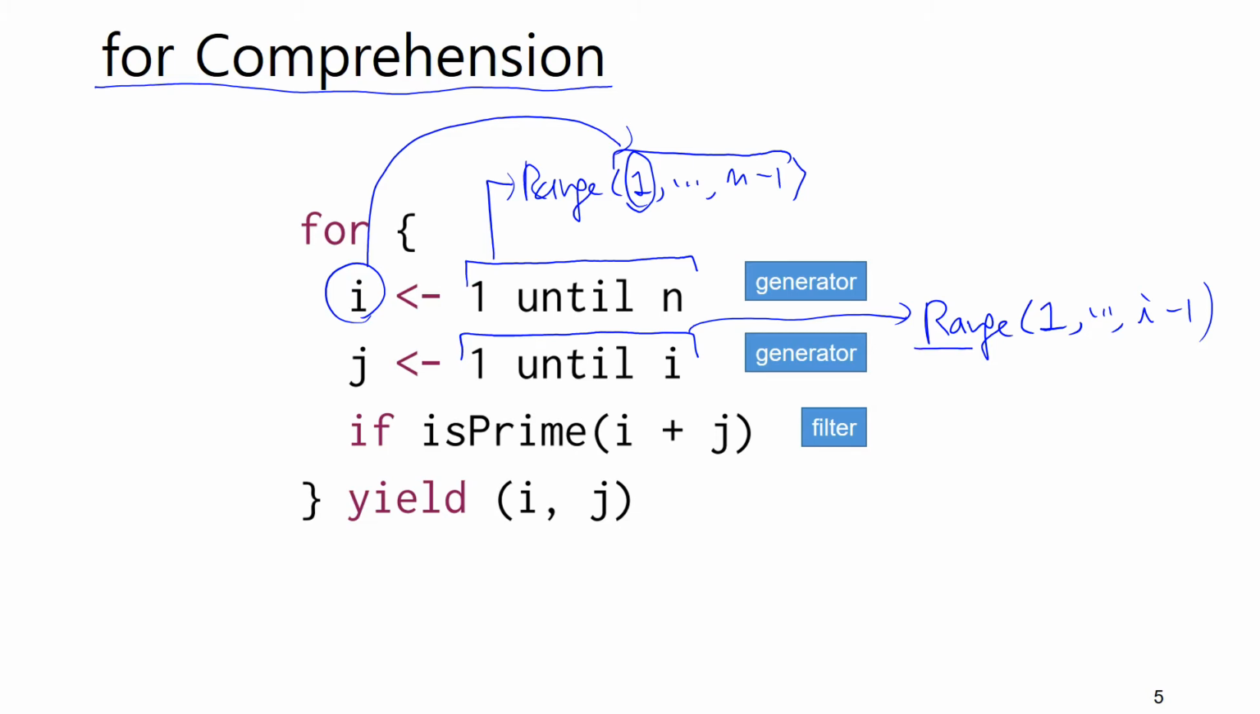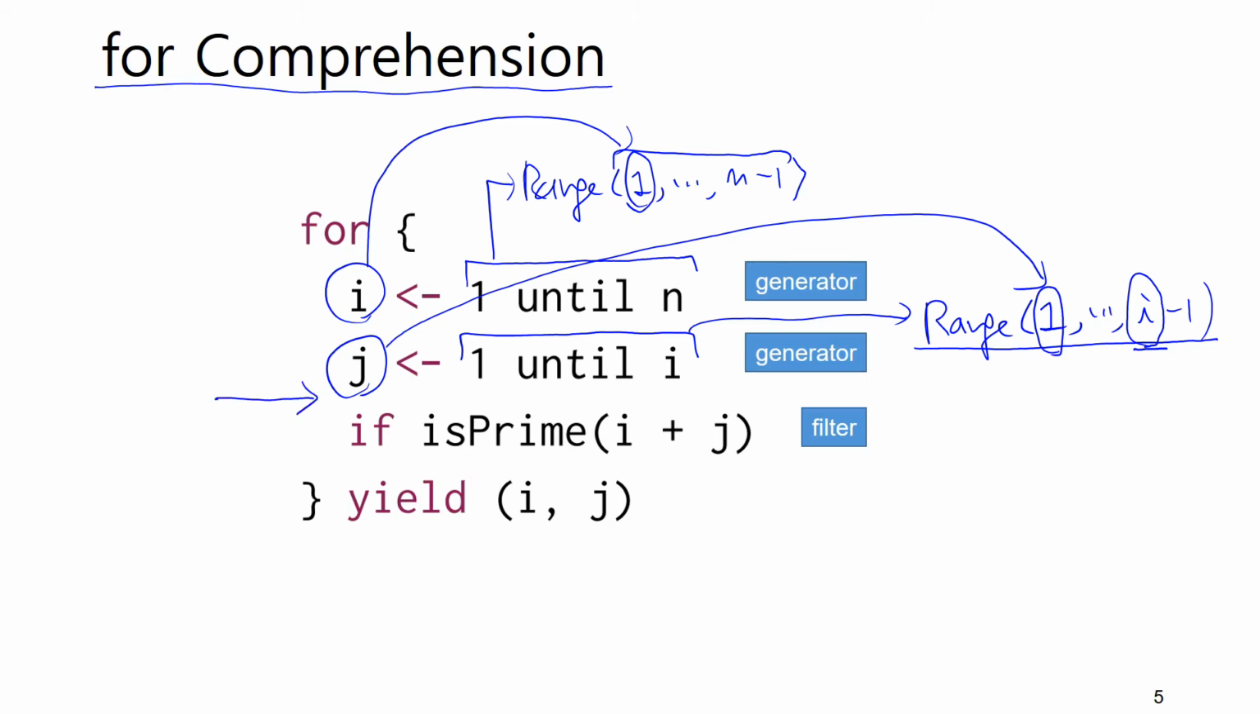So notice that the second range is dependent on the particular value for the variable i. And this variable j is going to take one of the values from this range, starting with the first element 1. Now, you have created a pair of variables i and j. And for this particular combination, we evaluate this Boolean expression. In this example, we are testing if this integer i plus j is a prime number.